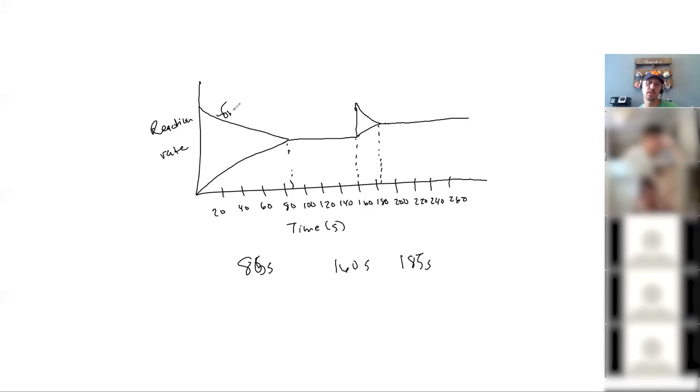Remember, this portion represents the forward reaction, this represents the reverse reaction, and this represents equilibrium. And then at the point it's stressed, this is the new forward reaction. Once it's stressed, this is reverse. And this is the new equilibrium after we stress it. Okay? All right. That's pretty close to being everything that I wanted to go over.